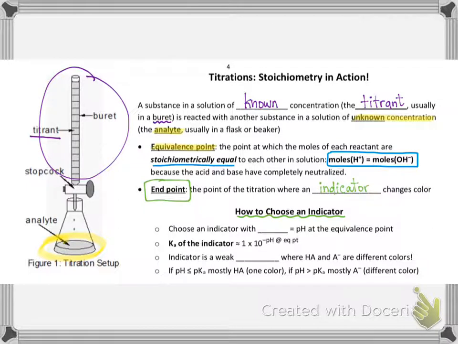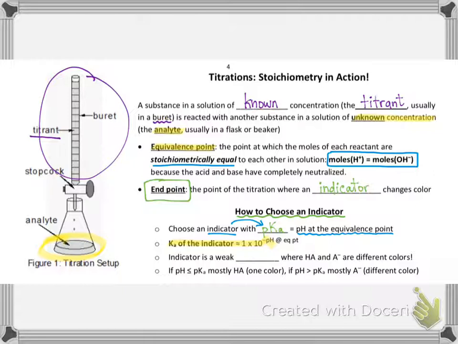All you're going to do is choose an indicator where the pKa of the indicator equals the pH at the equivalence point. This means, mathematically, the Ka of your indicator should be about equal to 1 times 10 to the negative of the pH at the equivalence point. And you can predict that by knowing if you have a strong or weak acid-base titration. More about that to come.